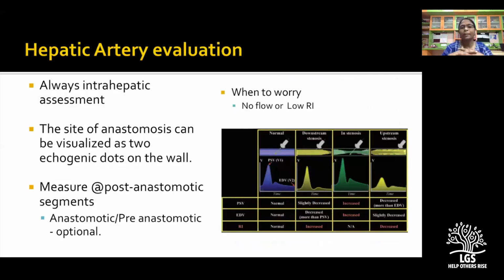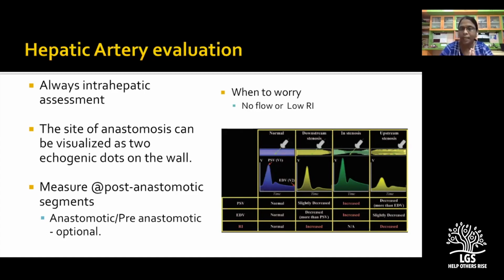And coming to the hepatic artery evaluation, always the post-anastomotic segment of the hepatic artery, that is the intrahepatic portion, has to be evaluated in case of an LDLT. And if we use a linear probe in the intraoperative period, because of a better resolution, we can even view the anastomotic site as two echogenic dots on the wall. And usually the hepatic artery resistance is a bit high in the immediate postoperative period.